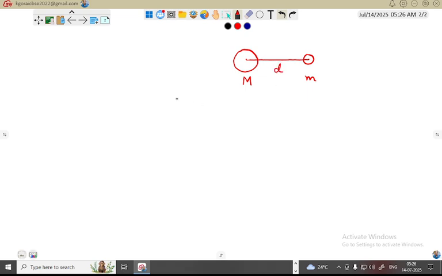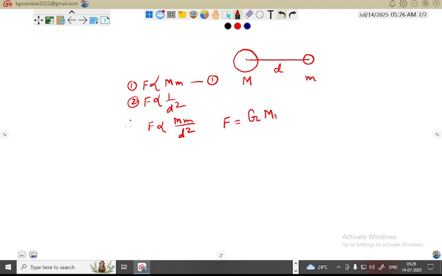If there is a force of attraction, we know that the force is directly proportional to the product, meaning multiplication, of the masses, that is capital M into small m. This is equation number one. Number two is that force is inversely proportional to the square of the distance between them, 1 by d square. Therefore F is directly proportional to capital M small m by d square. If we write F equal to, then we have to put a gravitational constant capital G: F equals capital G, capital M, small m by d square. This is the formula for gravitational force.